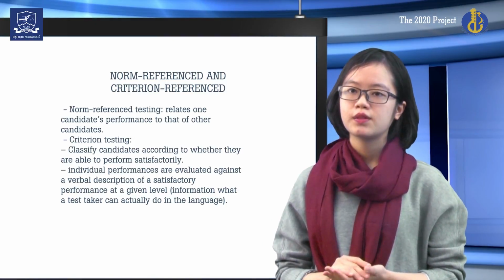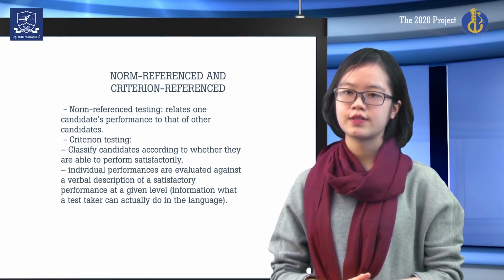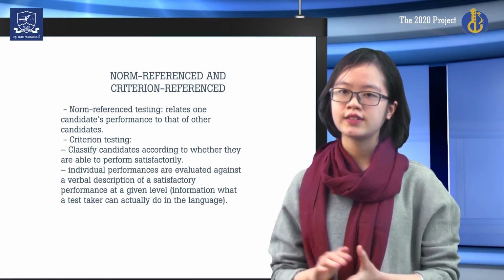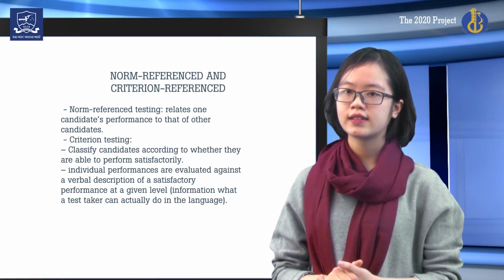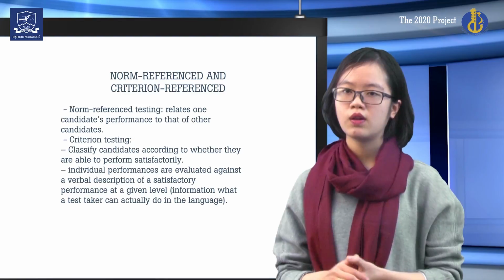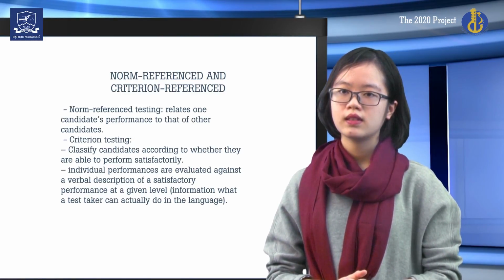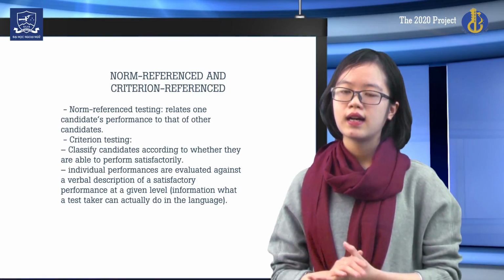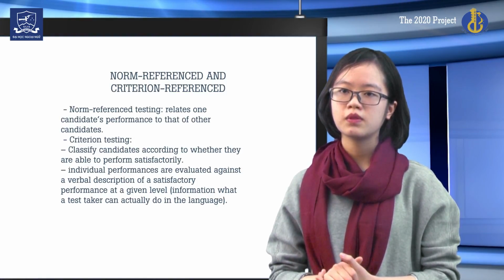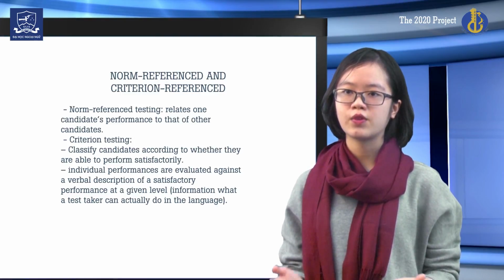Norm-referenced testing relates one candidate's performance to that of other candidates. Criterion-referenced testing classifies candidates according to whether they are able to perform some task or a set of tasks satisfactorily. Individual performances are evaluated against a verbal description of a satisfactory performance at a given level.